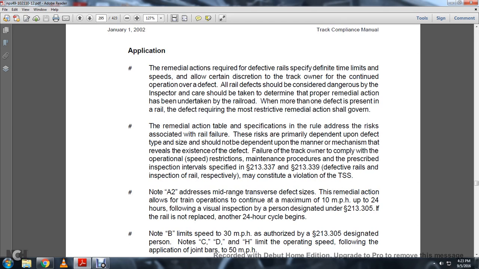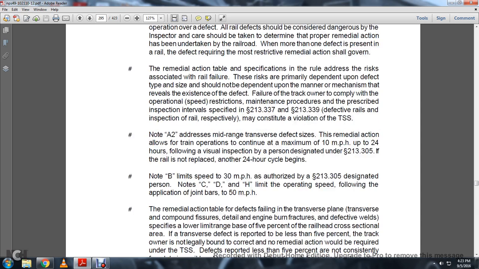Our application of remedial action required for the defective rails specifically defines time limits or speeds, allowing discretion of the track owner for the continued operation over the defect. Although the rail defect should be considered dangerous by the inspector, care should be taken to determine the proper remedial action when more than one defect is present in the rail. When defects require more than one remedial action, the most restrictive remedial action shall govern.